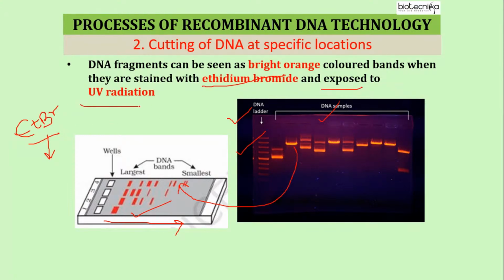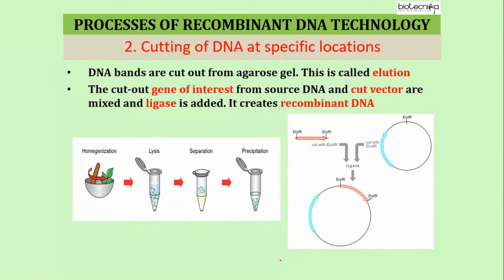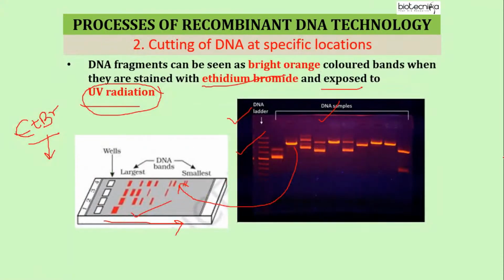So again, you may get a question from here. What is the dye that is used to resolve the DNA fragment, or used to view or visualize the DNA fragment under UV light? Again, it is ethidium bromide. And again, you can get a question from here. What kind of radiation is used to view the DNA fragment? This is UV radiation.